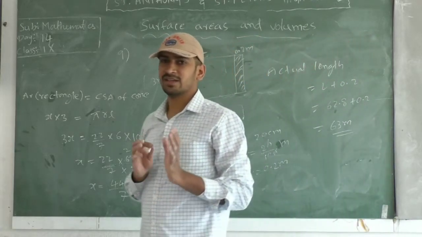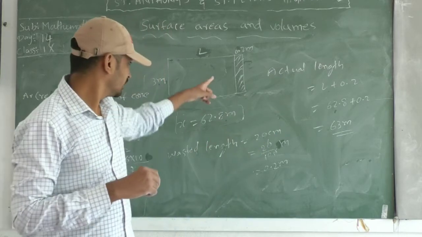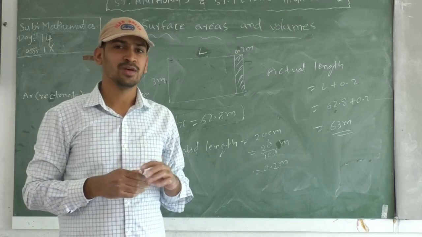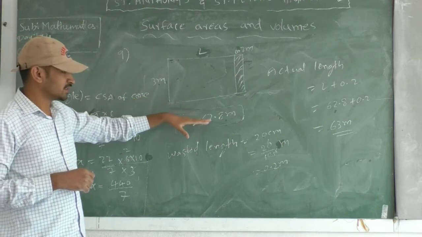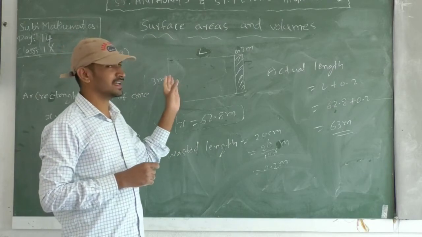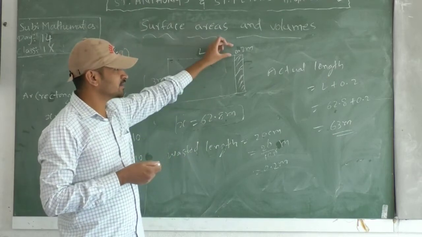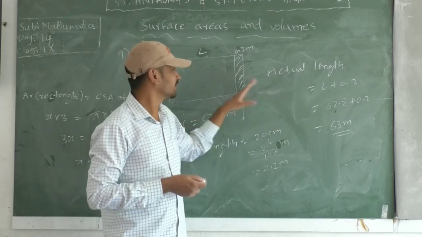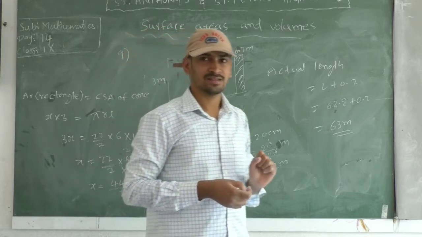Very important: first we convert a rectangle into a cone, so the area of the rectangle equals the curved surface area of the cone. After equating, we get the length of the rectangle, 62.8 meters. But one condition is given: while converting this rectangle into a cone, some portion is wasted. That portion, 0.2 meters, we have to add. Then we get the actual length of the tarpaulin, which is 63 meters.